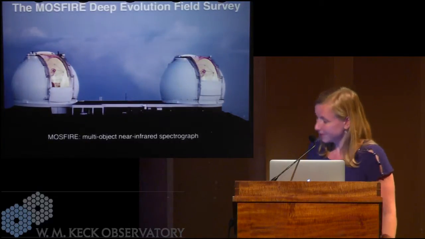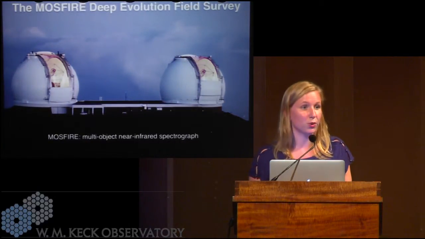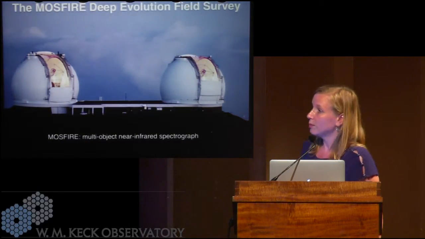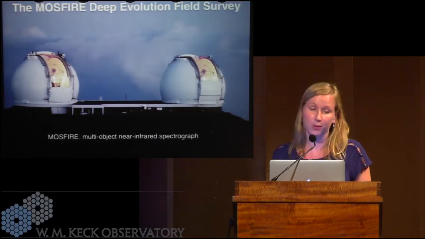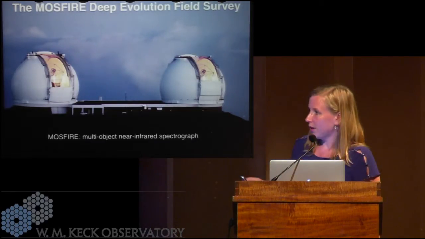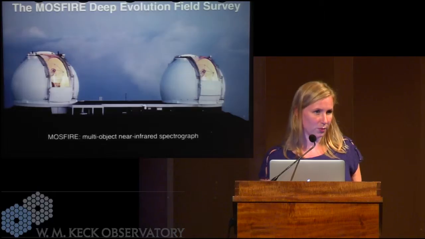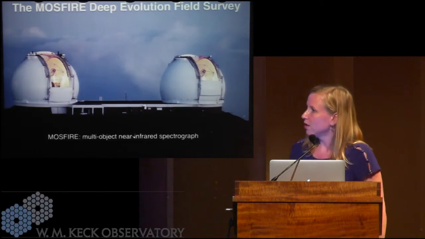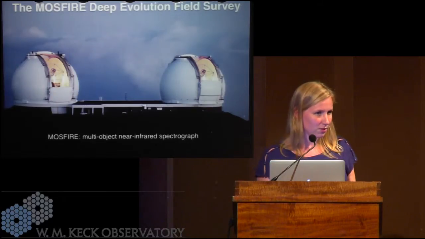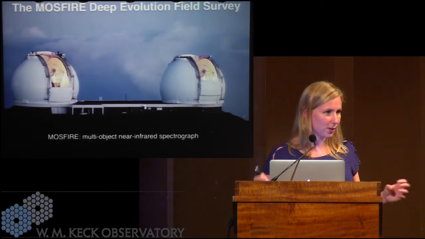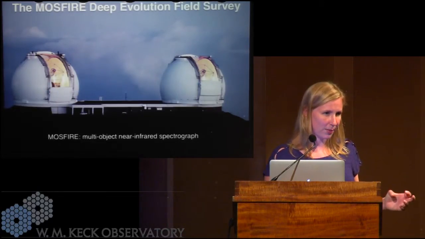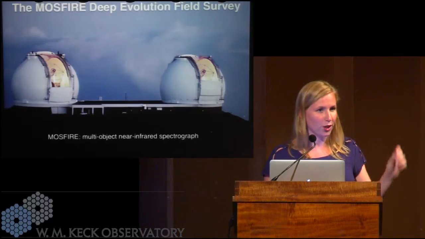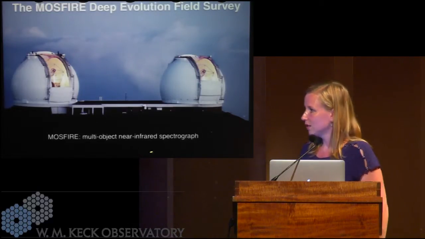So very recently, Keck got this new instrument, and this instrument is called MOSFIRE. It's a multi-object near-infrared spectrograph. Okay, so this is a lot of terms in one little sentence, so what am I talking about? Multi-object, that means that you can actually observe several galaxies at the same time. And here I'm in particular talking about very distant galaxies.